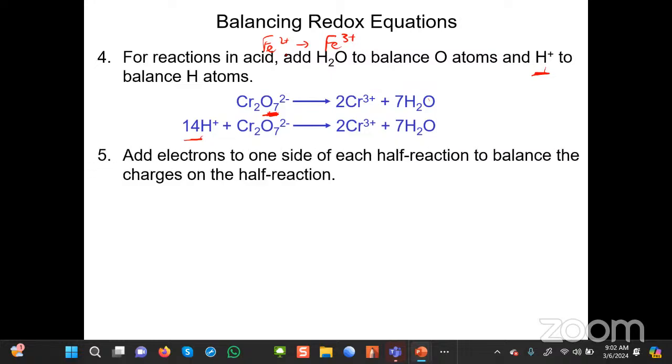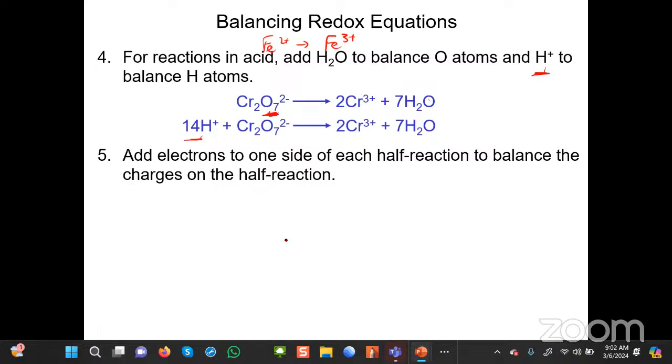And then we get to step 5, and this is where most students screw up, all right? Because in step 5, what we need to do is make sure that the total charges are balanced on both sides for each half equation. And the way we do that is that we add electrons to the side with the net higher charge, right? So you look on both sides, you look at the side that has a higher net charge, and you add enough electrons to that side until the charges are balanced on both sides.